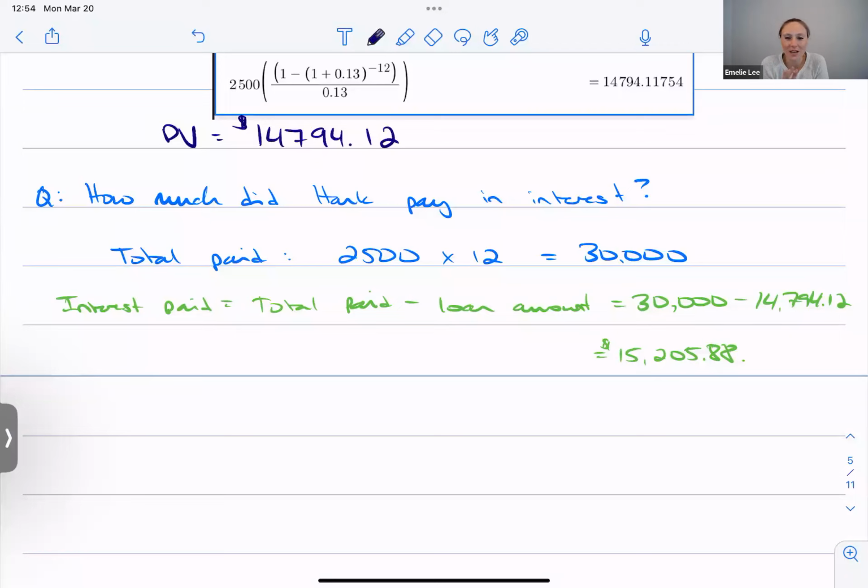And I'm hoping today I'll have a chance to show you how to use the calculator. If not, you'll have to wait until Wednesday, but it's good to do these by hand for a little bit. And then you appreciate the calculator more.